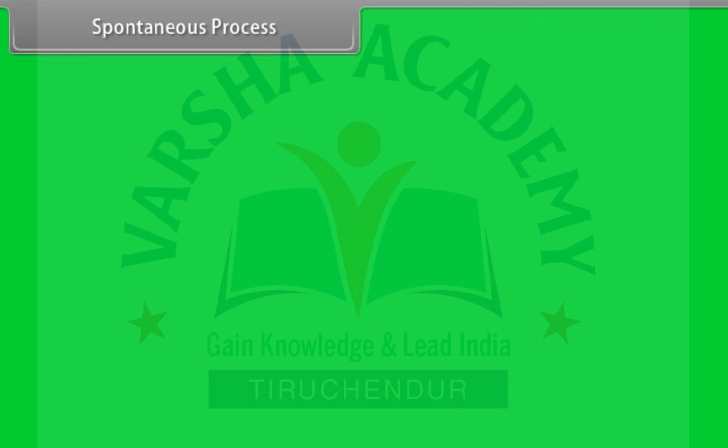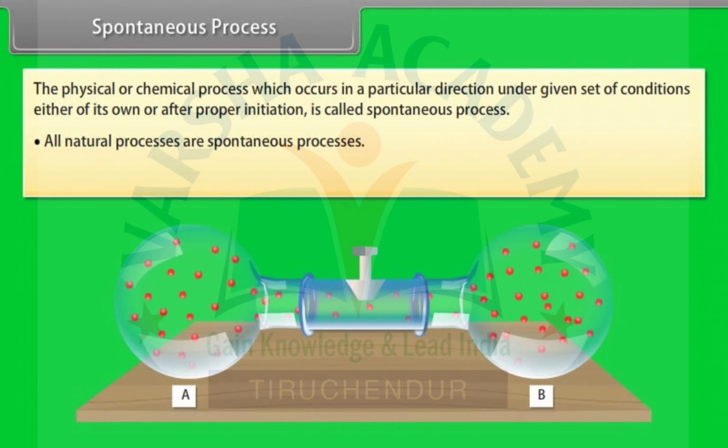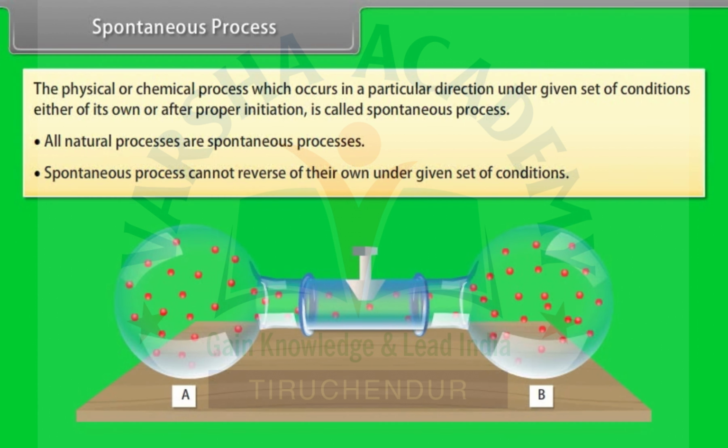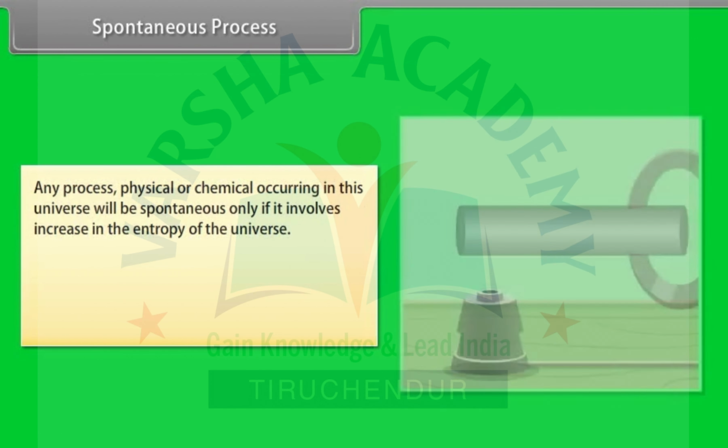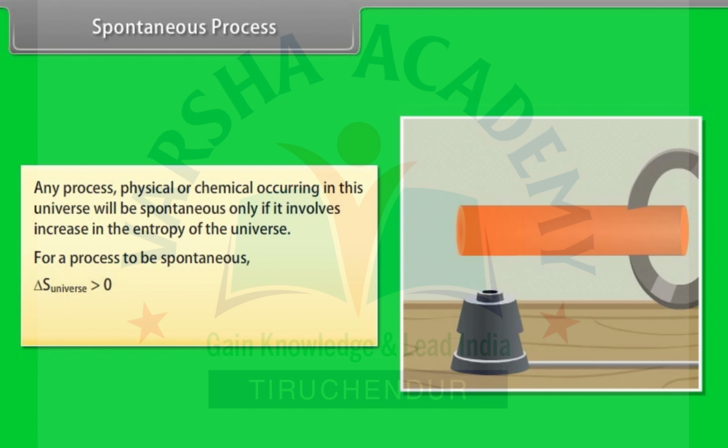A spontaneous process. The physical or chemical process which occurs in a particular direction under a given set of conditions, either of its own or after proper initiation, is called a spontaneous process. All natural processes are spontaneous processes. A spontaneous process cannot reverse of its own under a given set of conditions. Any process, physical or chemical, occurring in this universe will be spontaneous only if it involves an increase in the entropy of the universe. For a process to be spontaneous, delta S universe must be greater than 0. If delta S total is equal to 0, then it implies an equilibrium state.